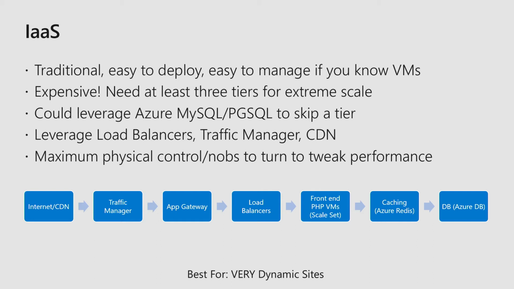Then it's going to deploy an Azure App Gateway to be a layer 7 load balancer. That'll also help you get through things like some of the OWASP top 10 security risks, help scrub your traffic. Then there'll be your internal load balancers, your front-end PHP web servers, Azure Redis cache sitting behind the scene, and then Azure MySQL as a service.